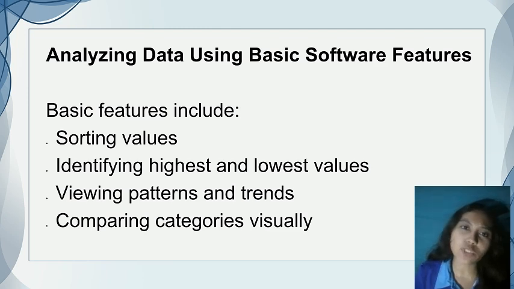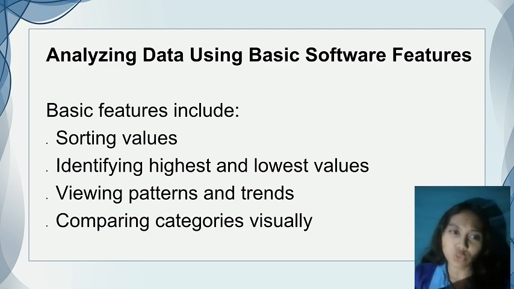Now, analyzing data using basic software features. Basic features include sorting values, identifying highest and lowest values, viewing patterns and trends, and comparing categories visually. For example, you can use a spreadsheet to sort a list of student test scores from highest to lowest, easily see the highest and lowest scores, and create a graph to compare the scores of different classes.